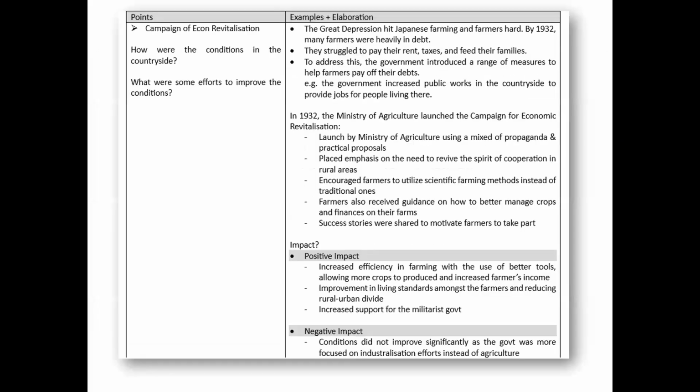Now, what is this economic revitalization? So they wanted to involve the farmers because they do know that the countryside was one of the many reasons why the democratic government lost its popularity, right? Because they were not looking after the welfare of the farmers. So they came out with this campaign to encourage farmers to use more modern farming methods to make better crops. So you had success stories. It is good. It does increase efficiency. It does try to reduce the rural-urban divide, and it made the farmers support the military rule.